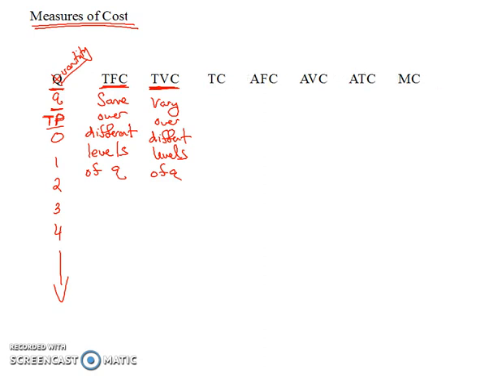So the next one that we're going to look at would be your total costs. So total costs is just a simple formula. Your total costs are the total fixed costs, which you would get from here, plus the total variable costs. So if you were producing at 2 levels of output, you would take your fixed costs at that level of output and add your variable costs at that level of output, and that would give you your total costs at that level of output. So it's your fixed costs plus your variable costs.